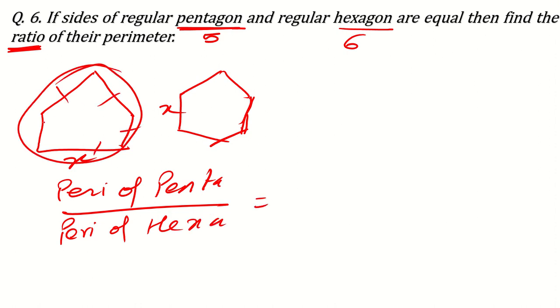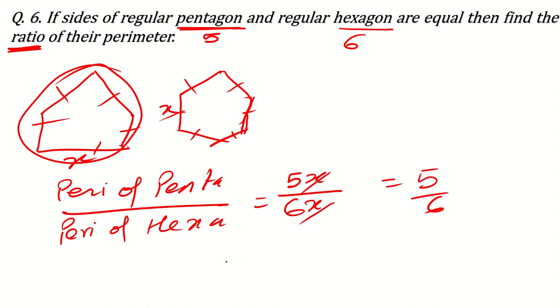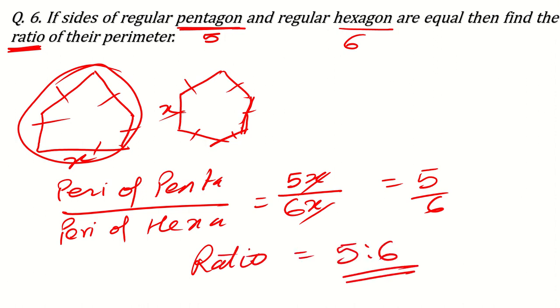1, 2, 3, 4, 5. So 5x divided by hexagon, how many sides? 1, 2, 3, 4, 5, 6. 6x. So x and x cancel. So what will be the ratio? Ratio will be 5:6. Okay, this will be the answer.